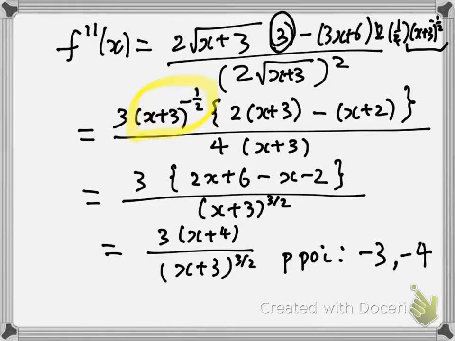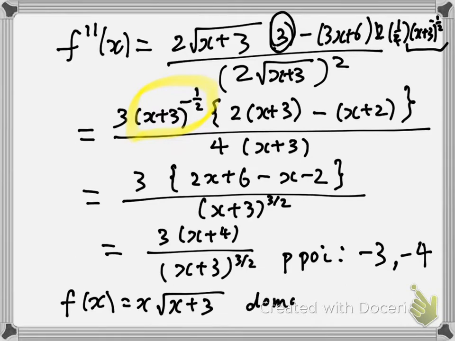However, if you look at the original function, this function is only defined when you have numbers bigger than or equal to negative 3 all the way to infinity. Because if you have anything less than negative 3, this will be negative, and you cannot take the square root of a negative number. So you can see that the only PPOI is negative 3.